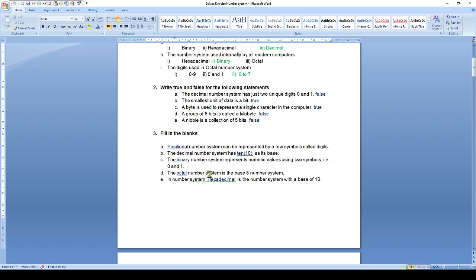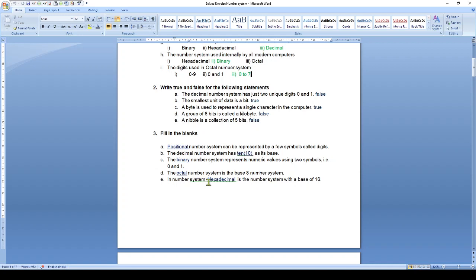Octal number system is base 8 number system. The octal number system is base 8 number system. There are how many symbols in octal number system? There are 8 symbols or 8 digits, 0 to 7. So octal number system, the base is 8.